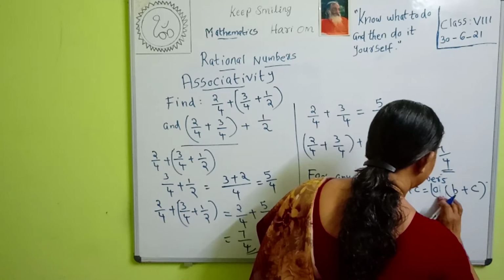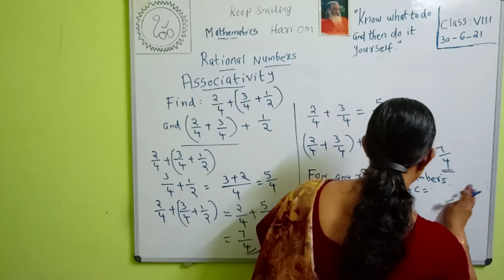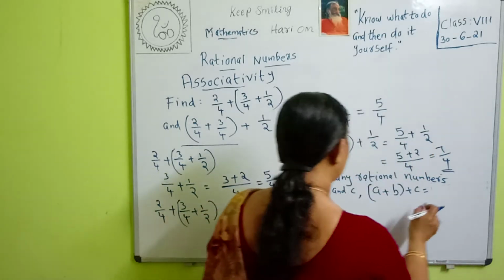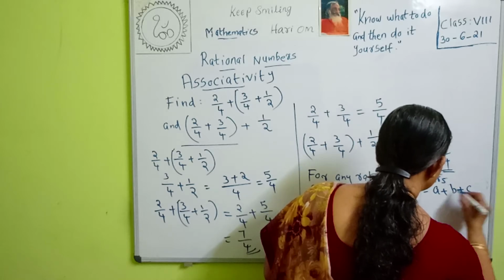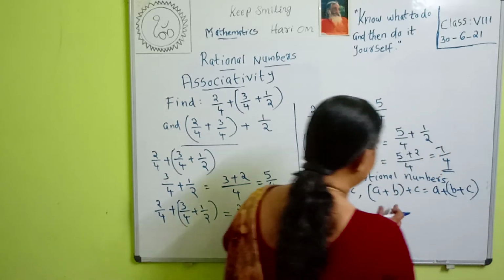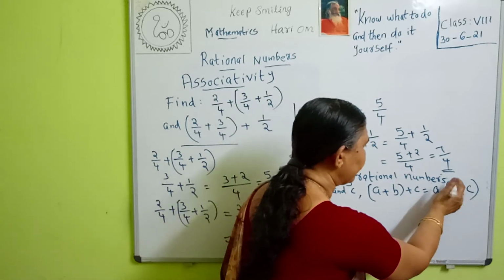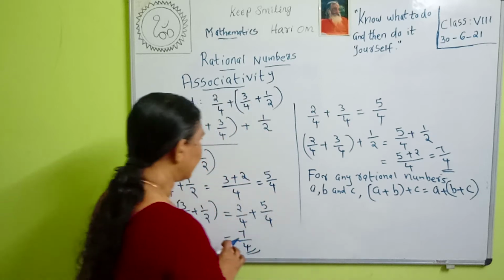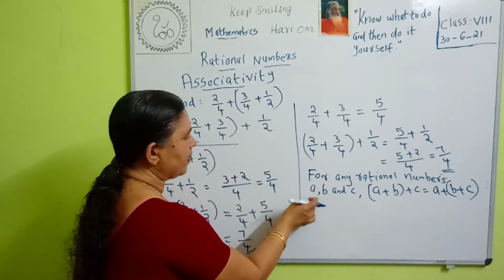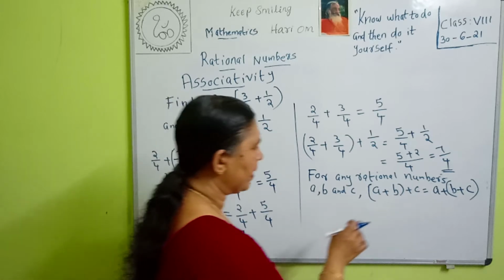That is, if we add numbers in any order, the sum remains the same. (a + b) + c = a + (b + c). That is, if we add a plus b and then add the sum with c, or if we add b plus c first and then add the sum with a, then the answer remains the same. That is, for any rational numbers a, b and c, (a + b) + c is equal to a + (b + c).